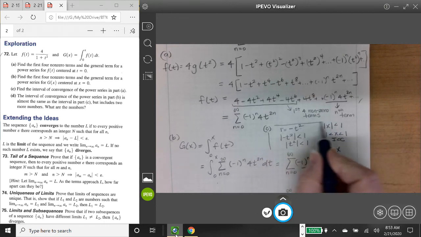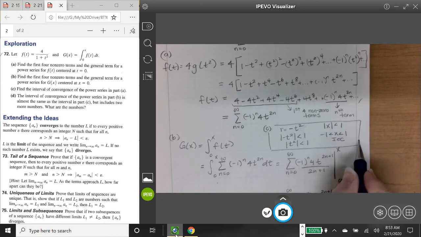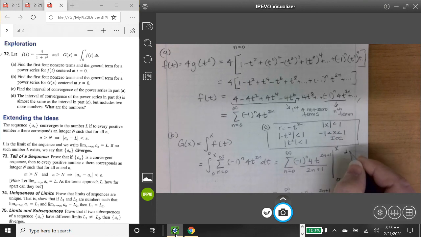I'm sorry that I put part C in the middle here, but I could at least look at my series up here. And then part D says the interval of convergence in the power series in part B is almost the same as the interval in part C, except it includes 2 more numbers. So what would they be? If I had to include 2 more numbers in this interval of convergence, I think it would be negative 1 and 1. So part D is negative 1 and 1, because I would just close the interval and those would be my 2 numbers. All right?